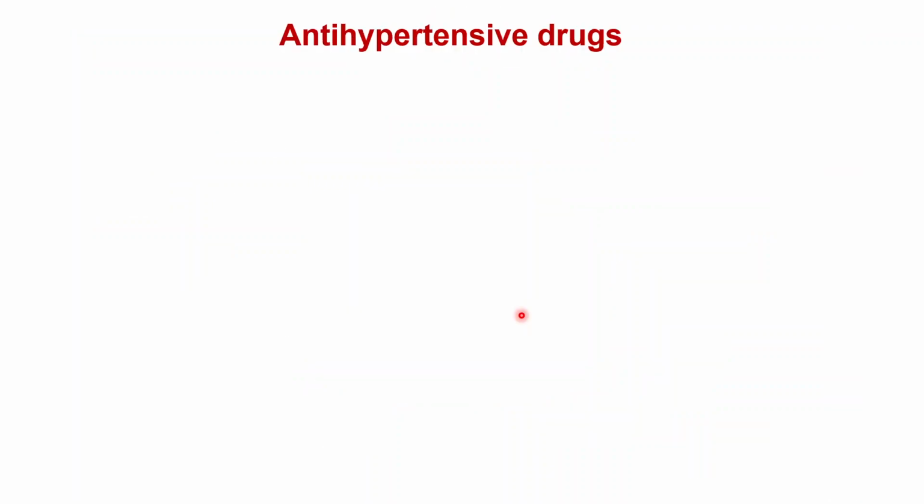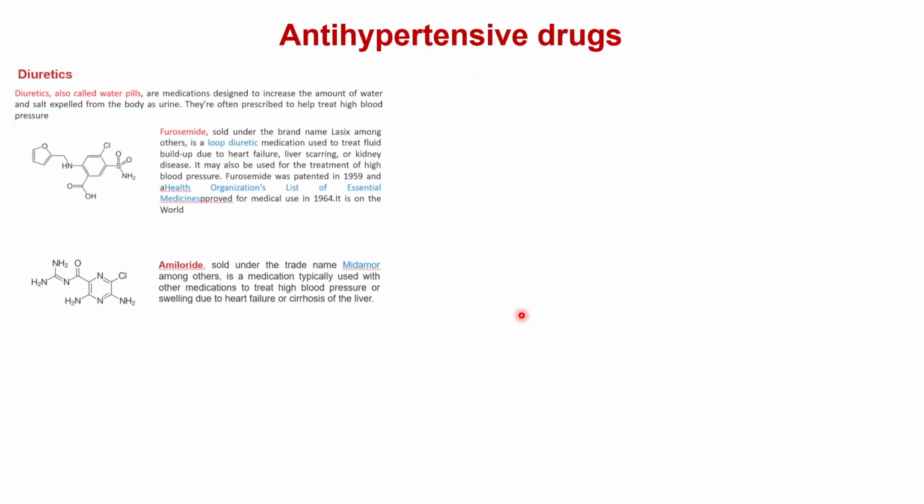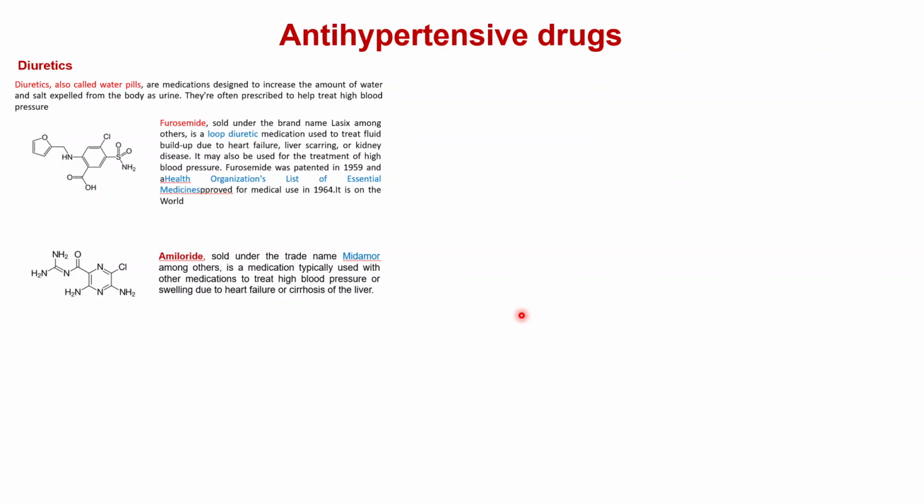Then we will discuss the antihypertensive drugs. The first class of antihypertensive drugs are the diuretics. Diuretics are also called water pills. These are medications designed to increase the amount of water and salt expelled from the body as urine. They are often prescribed to help treat blood pressure.